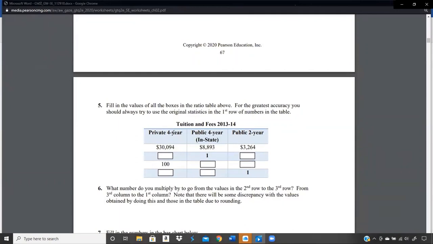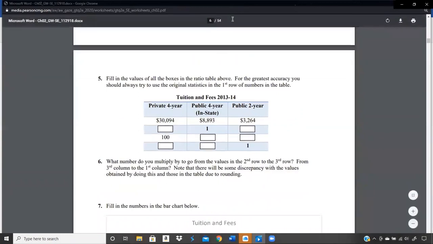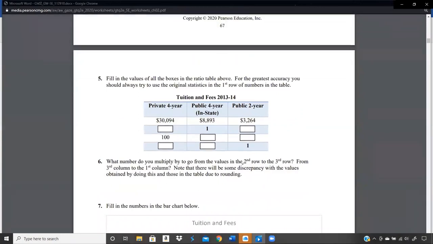So question 6, what number do you multiply by? I'm going to put the annotate on for this, to go from the values in the second row to the third row. So we're trying to go from here to here. Multiply by what? The numbers we had in place were a 3.4, a 9.2, a 29.6, I had to write this down, a 2.7, 0.37, and 10.8.